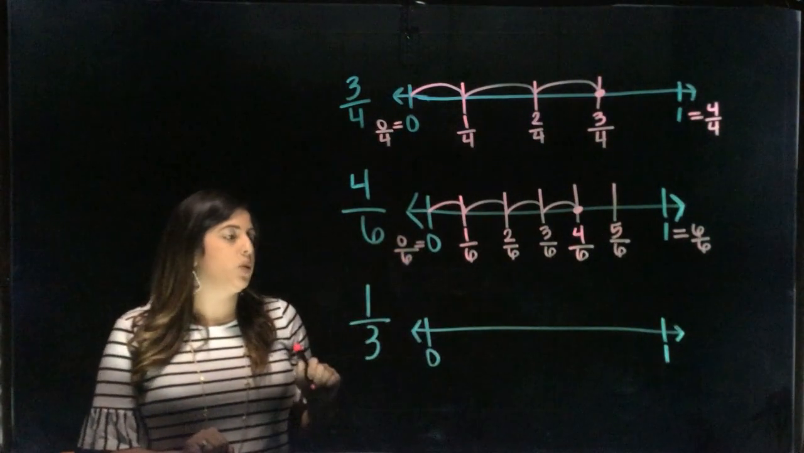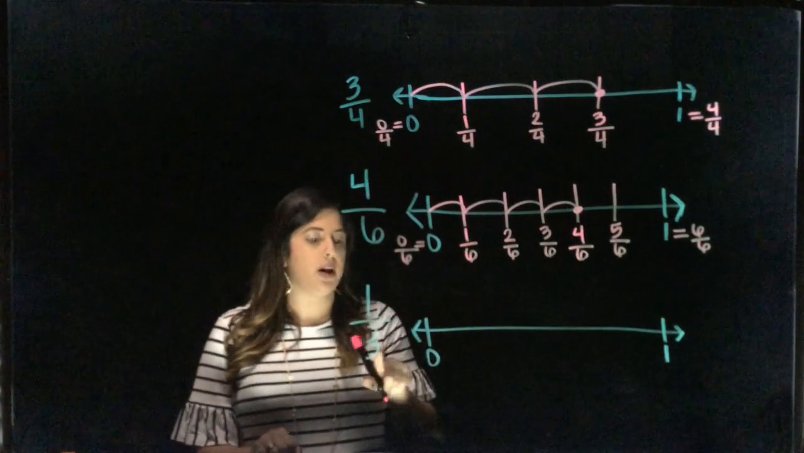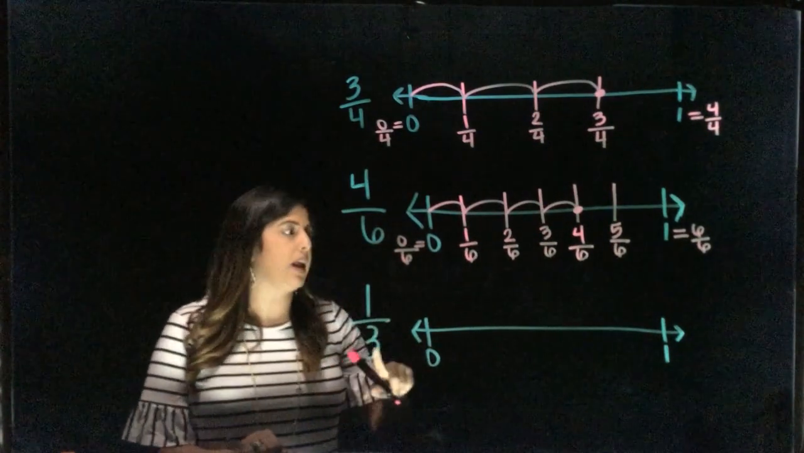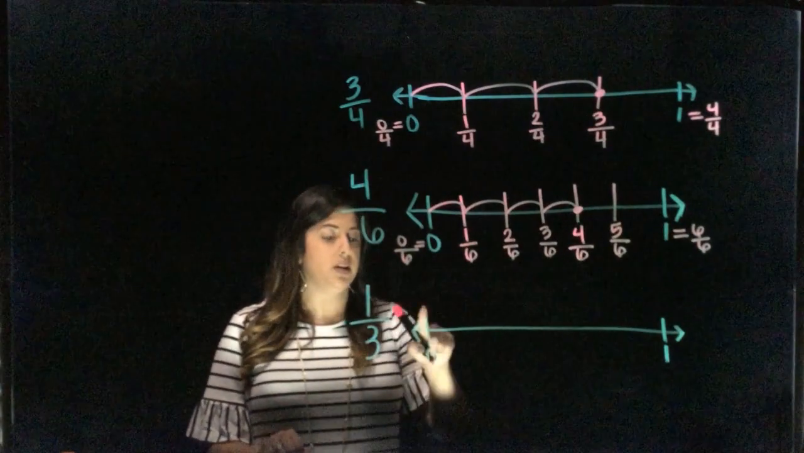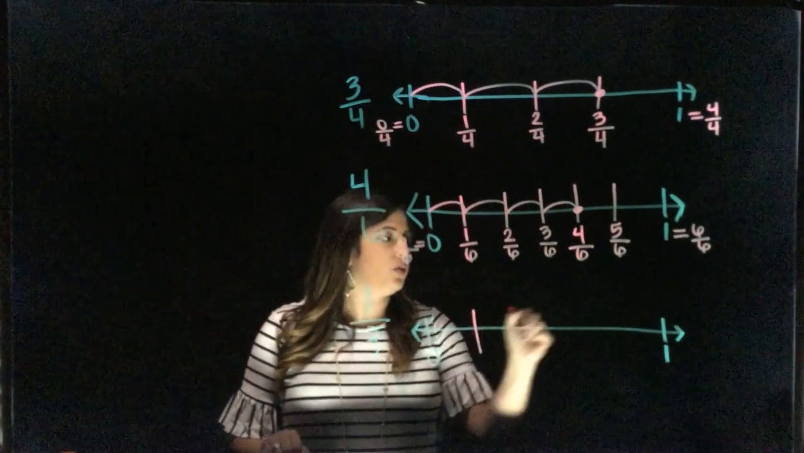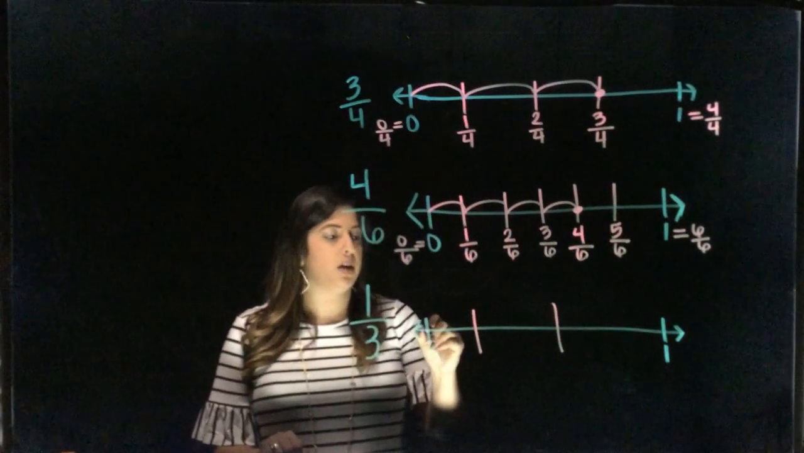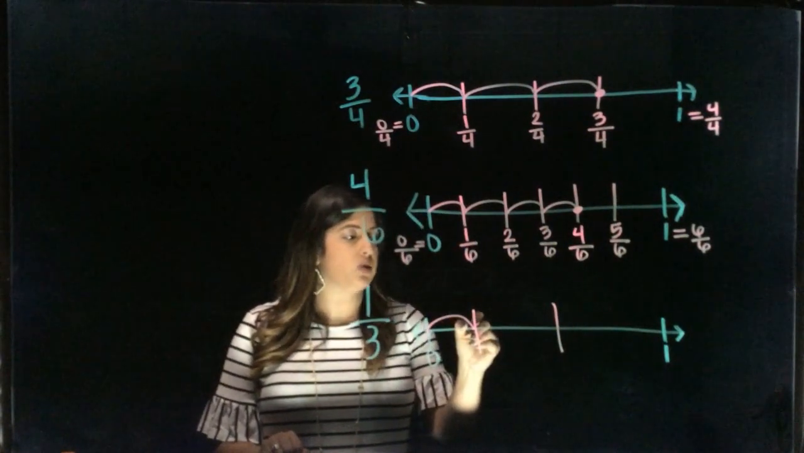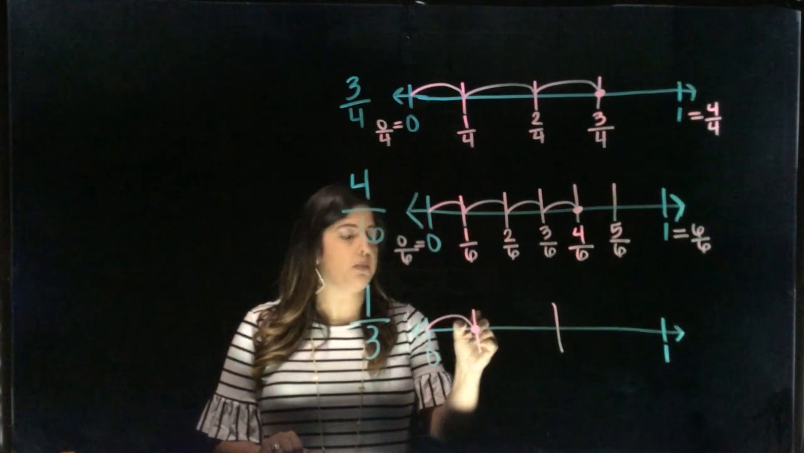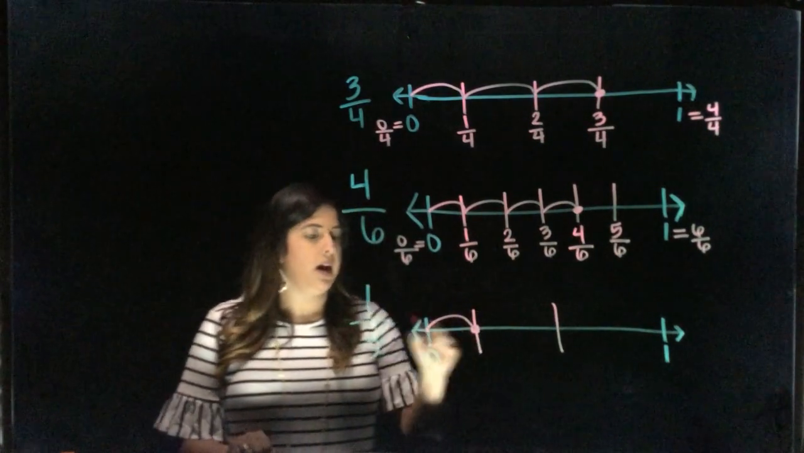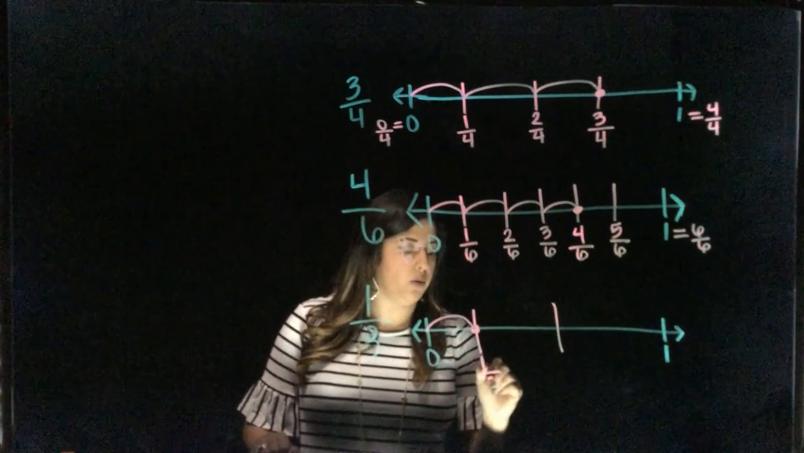Okay, next one is 1 over 3. So I know I have a 3 in the denominator. I'm going to have 4 marks. So 1, 2, 3, 4. I have 1 jump. That's my numerator, so I'm going to do 1 jump and land and mark it with my dot on the number line. Then I'll label below 1 over 3.